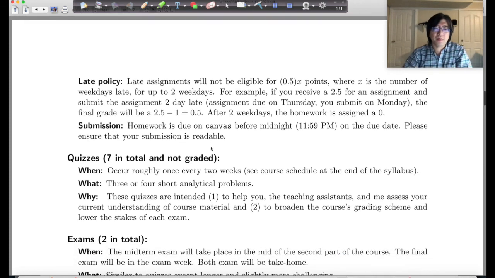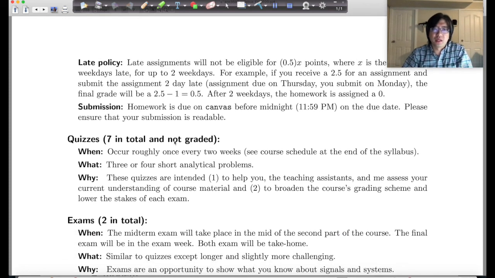The second component is the quizzes. This time we do not grade your quiz. We're going to have more or less 7 quizzes in this class, but the goal of the quiz is just to give you an assessment of your knowledge. So they will not be graded. You have to do it on your own, but I will discuss them maybe in the Monday discussion session or during the class. I will also provide the answers for the quiz, but they will not be graded.